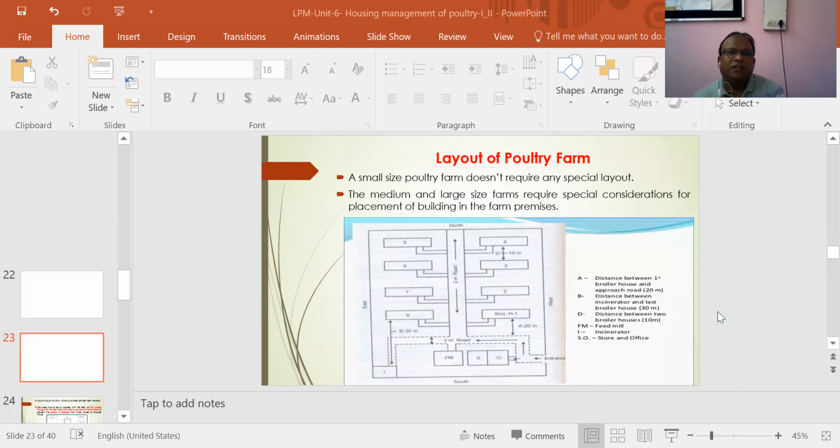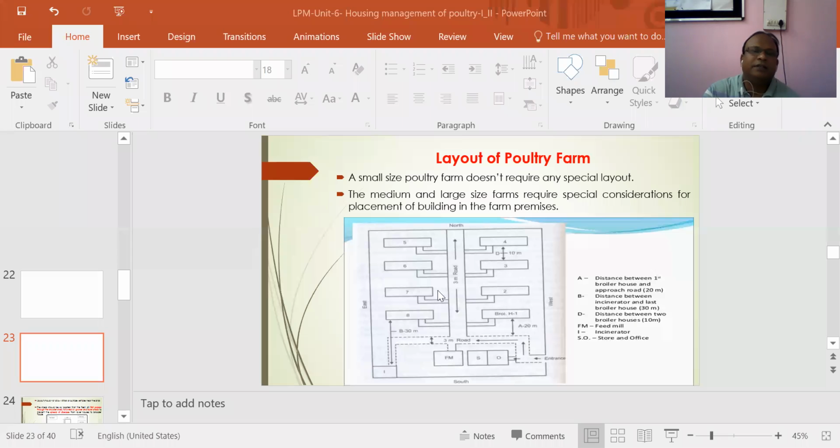A small poultry farm does not require any special layout, because in a small poultry farm there are one or two sheds, so no special consideration needs to be given to layout. But in medium and large size poultry farms, there are so many buildings, so they are required to be arranged in a proper way at the poultry farm.